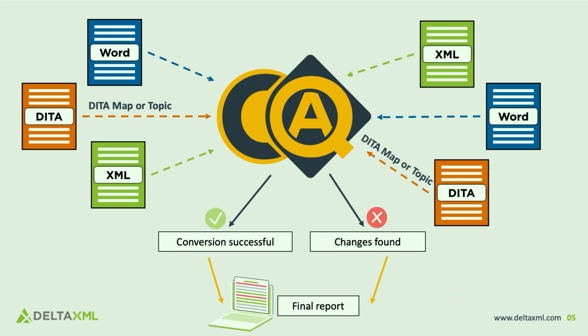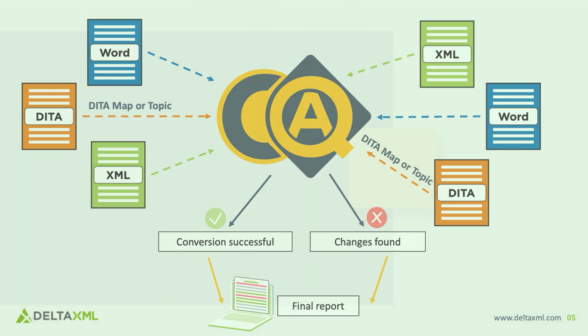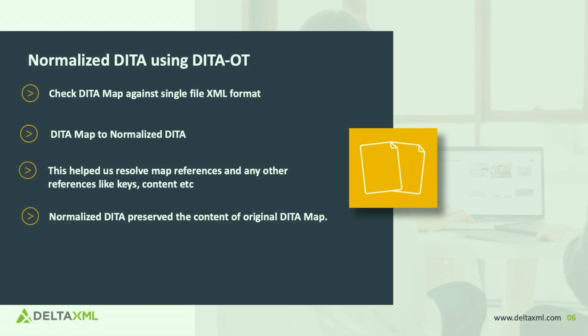I'm not going to go into the details of the report in this presentation, but in the next step, what we needed was the normalized data which is provided by the DITA OT, which resolves all the map references or any other references, but it preserves all the original content of the DITA Map. And that normalized data we then used for a comparison. So essentially it was an intermediate pre-processed result of the DITA OT.